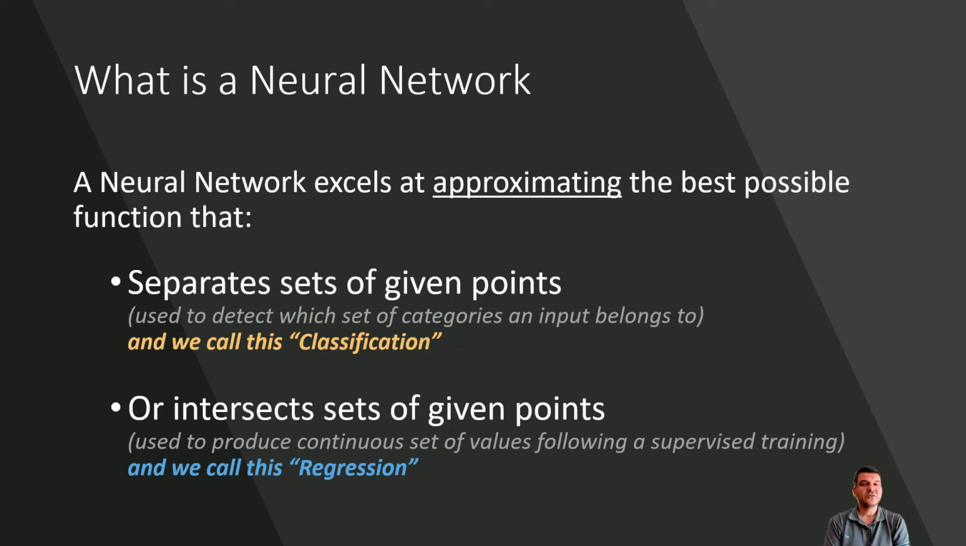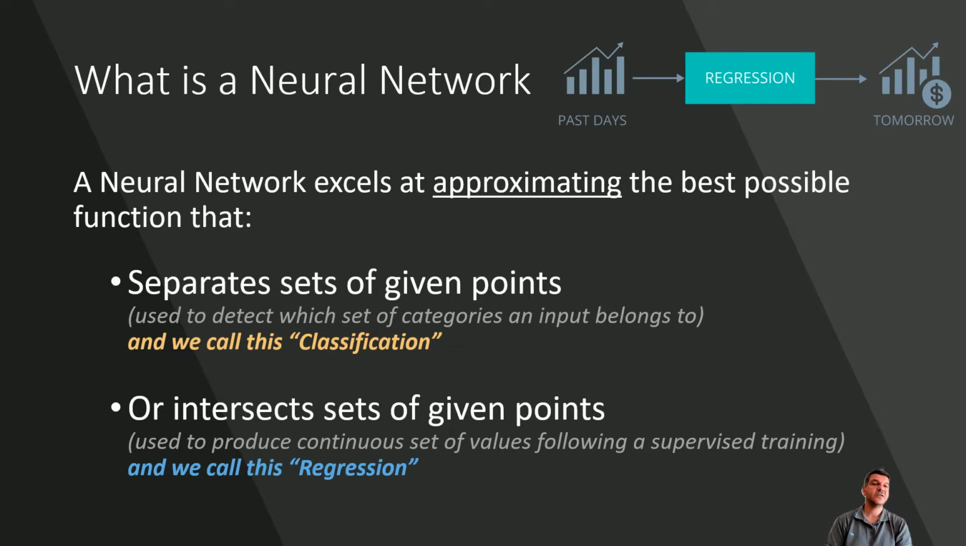The other thing would be intersecting sets of given points. That is, try to make our neural network go through those points as much as possible. And this is what we call regression. And regression, in fact, produces continuous sets of values following a supervised training. To visualize this, it could be something like passing the past days of stock exchange, and by passing this data, the neural network would be able to predict tomorrow's stock price. So this is what regression does.